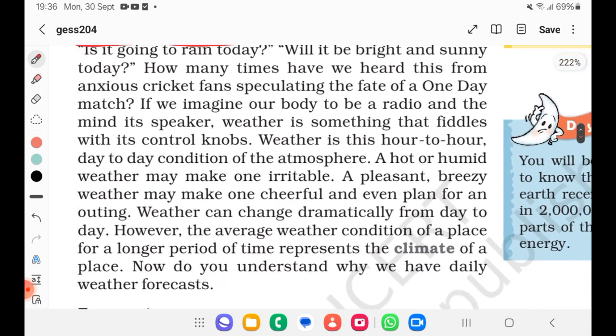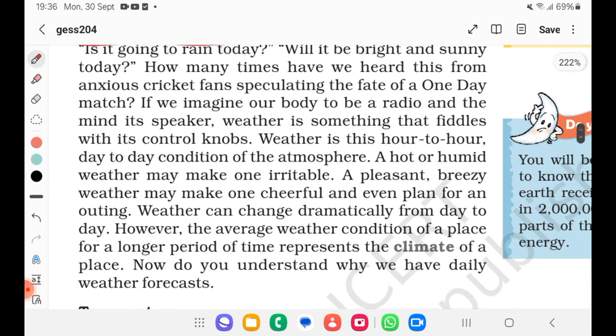Weather is the hour-to-hour, day-to-day condition of the atmosphere. A hot or humid weather may make one irritable. A pleasant, breezy weather may make one cheerful and even plan for an outing. Weather can change dramatically from day to day.